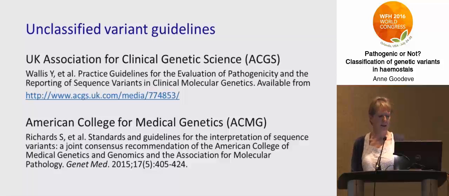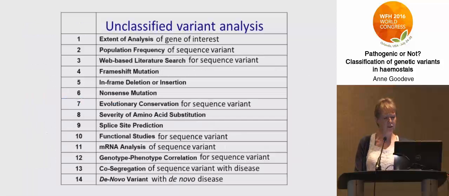So Barbara's previously mentioned the American College for Medical Genetics guideline on variant interpretation. In the UK, we use the one that was written by our society and also by the Dutch society. So it was a collaborative process between the two. And for this process, we analyse a number of different classes of evidence about the variant to help us understand whether it's likely to be pathogenic or not.